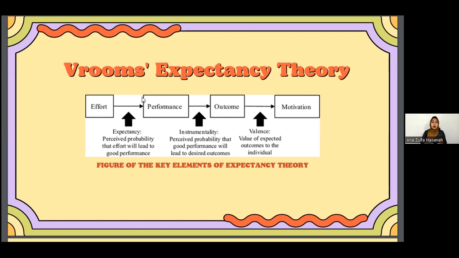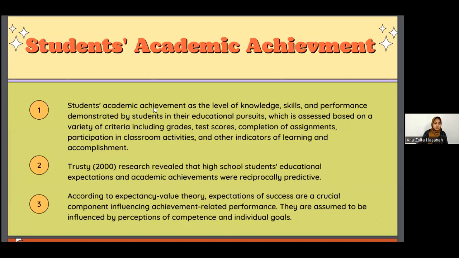It has been widely used in various organizational and educational settings to understand and improve motivation among individuals. And then, next to the last literature review, here is the students' academic achievement. Student academic achievement is the level of knowledge, skills, and performance demonstrated by students in their educational pursuit, which is assessed based on a variety of criteria, including grades, test scores, completion of assignments, participation in classroom activities, and other indicators of learning and accomplishment.